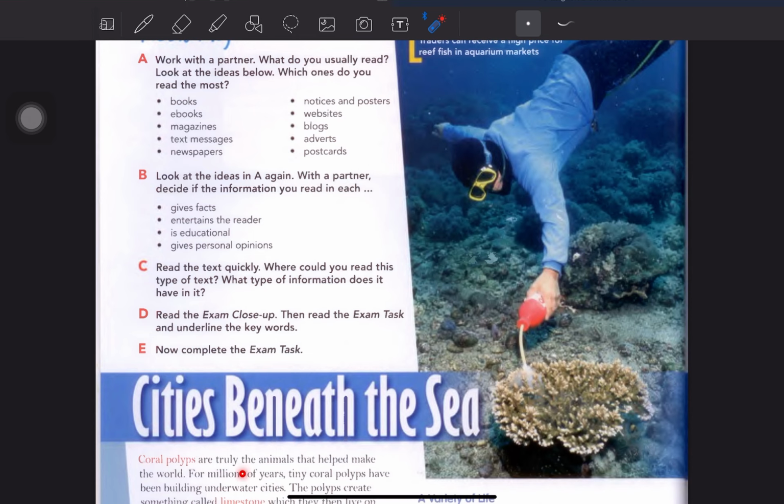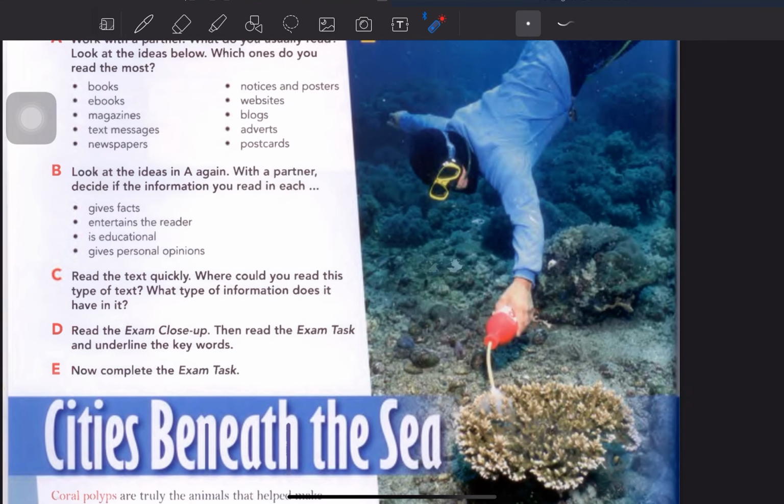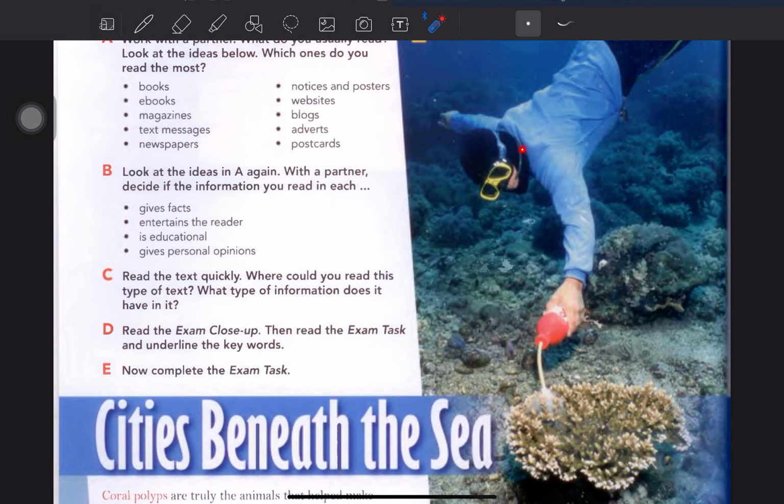Okay, before we proceed, now let's take a look at the picture. What do you think the man is doing? So the man is holding like a bottle and pouring something onto the coral reefs, terumbu karang. Okay, what do you think is this?